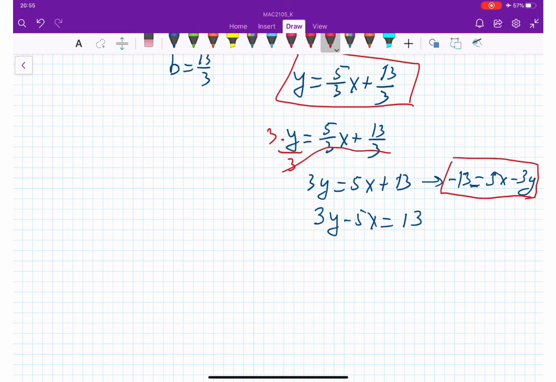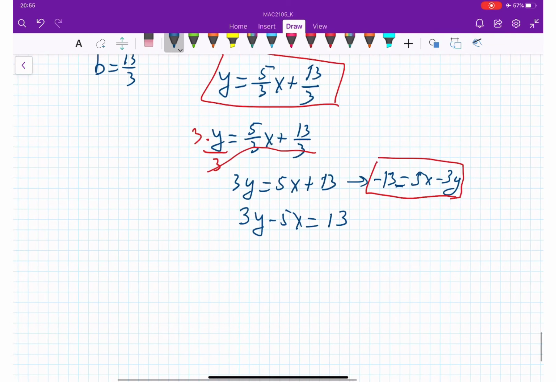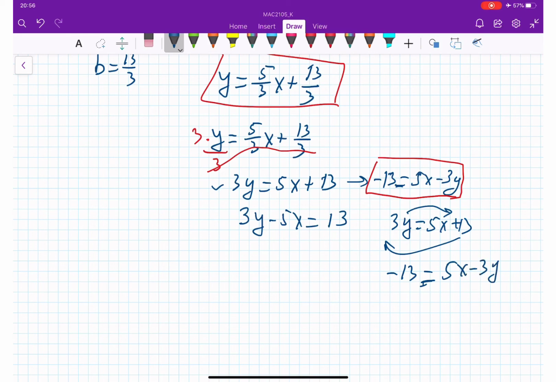How I got this. Let me go over it one more time. I got it this way: 3y is equal to 5x plus 13. This is the one I'm rewriting. I'm moving 13 to this side, it will be negative 13. And positive 3y moving to this side will be negative 3y. So 5x minus 3y. That's how I got it.